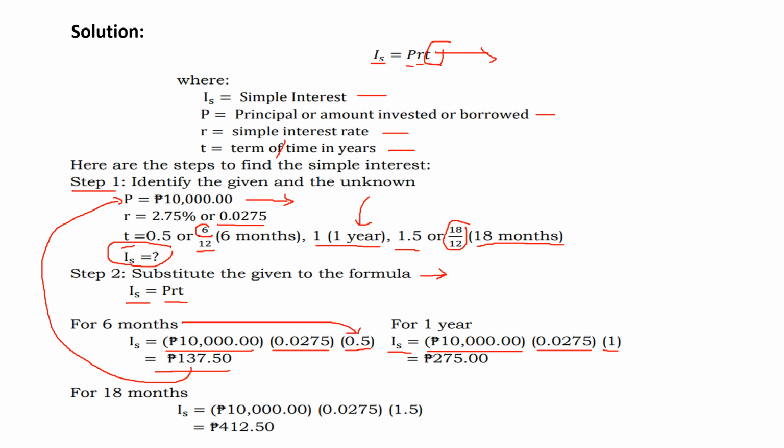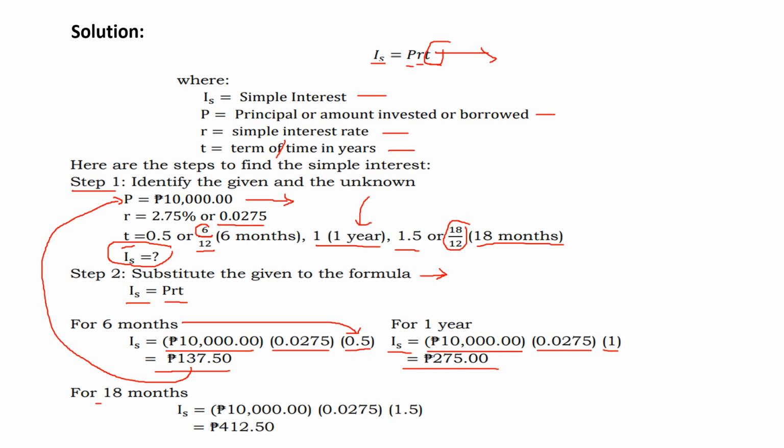So we don't need to divide it by 12 because the given is in terms of year. By simply multiplying your 10,000 by 0.0275 multiplied by 1, the resulting value is 275 pesos. And that will be the value of your simple interest. Once we deposit 10,000, after 1 year this money will earn 275 pesos using simple interest.